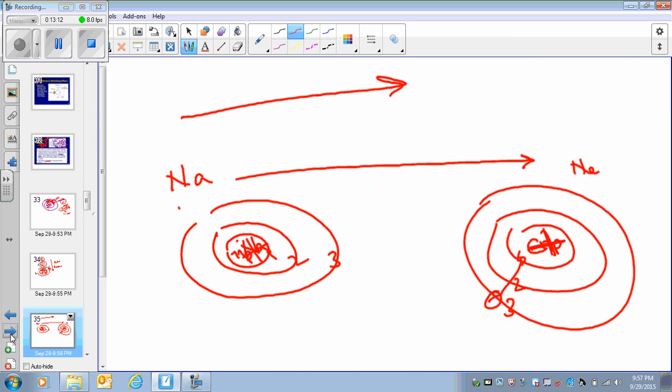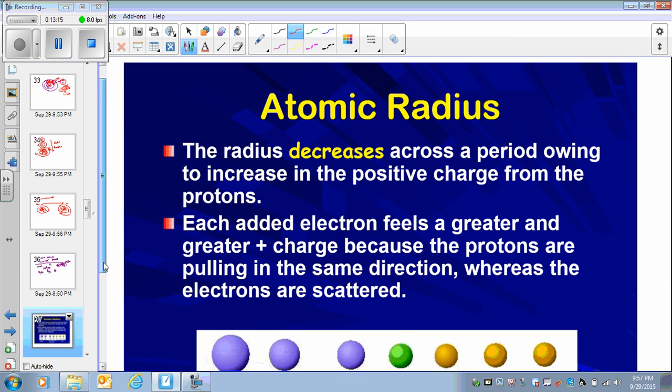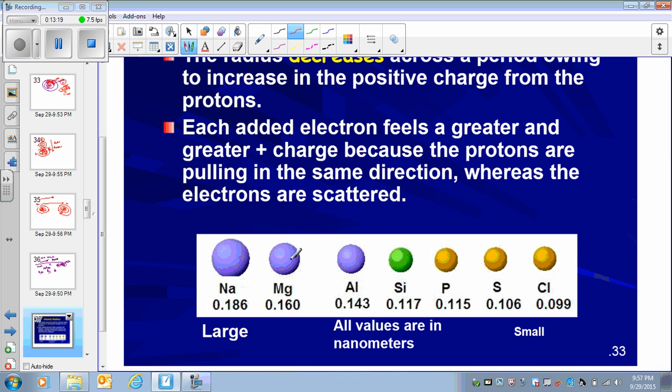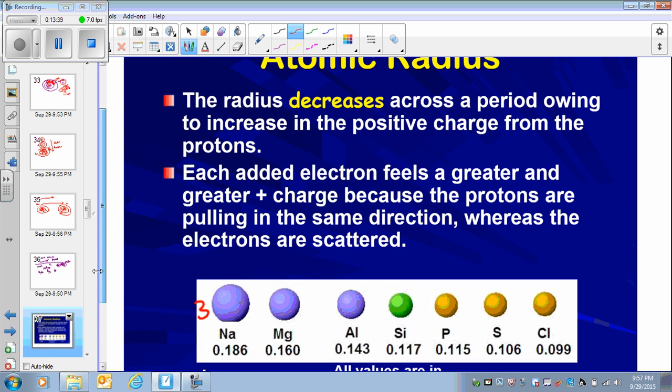Okay, let me see if I can show you a picture of it. As you see here, I was talking about sodium and chlorine. Sodium has this atomic nucleus, and as you go across, the size gets smaller and smaller. The reason is that the number of energy levels does not increase within the same period. They're all in period 3. But we are adding more protons to the nucleus, so the nuclear charge is increasing, and that pulls the electrons inside. Each added electron feels a greater and greater nuclear charge because the protons are pulling in the same direction, instead of the electrons being scattered away.